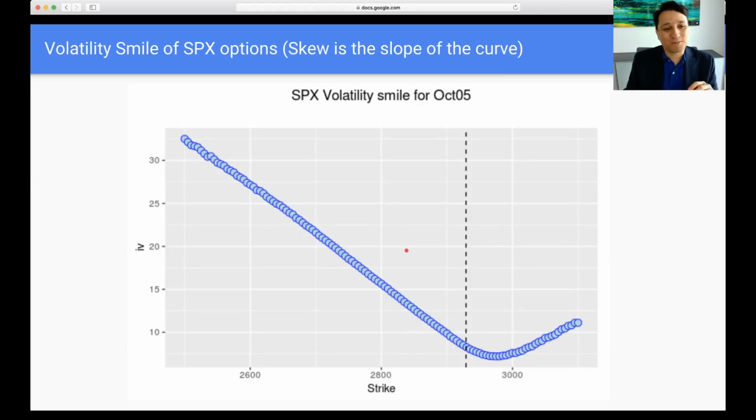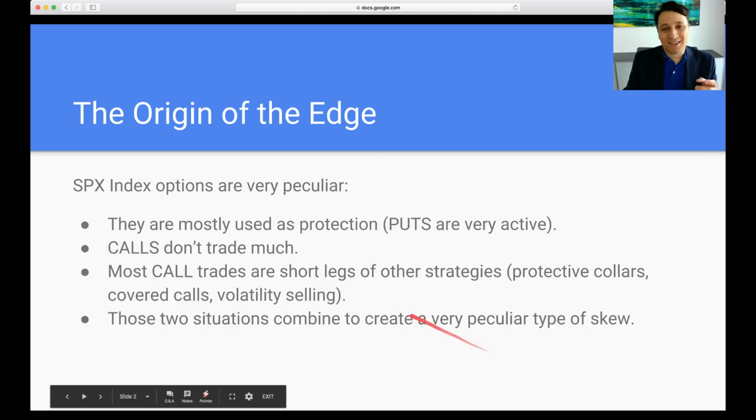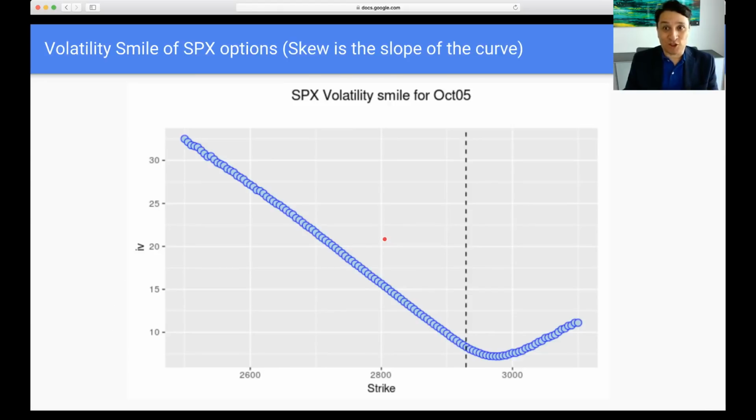What happens is puts tend to be overpriced, and overpriced by a lot, while calls tend to be underpriced. Sorry about that. This is the Macintosh magic mouse that switches these things for me. So notice that there is this negative slope on this side. We have this negative thing coming, and it flattens, and then it becomes positive again.